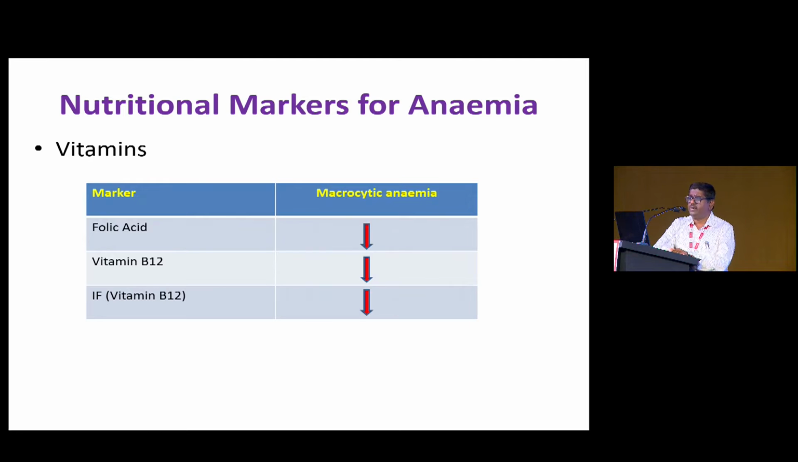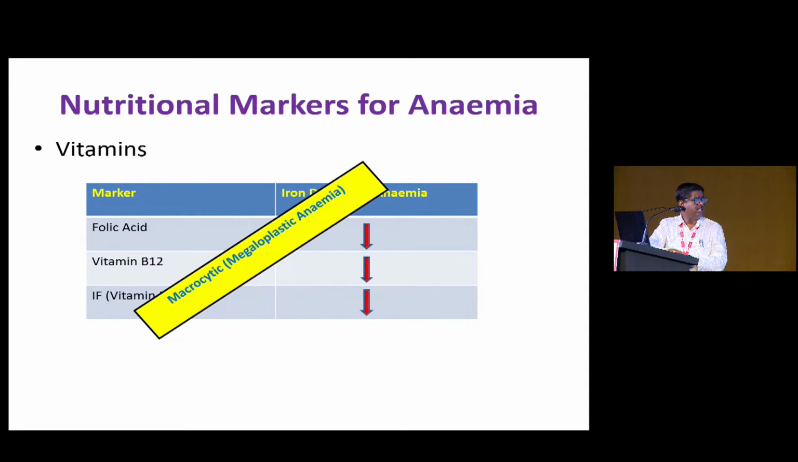Next, apart from your iron studies, we can go for the vitamins. The most important vitamins are folate and B12. Not only folate and B12, we should also look at the intrinsic factor, which is very much essential for the absorption of B12. So these are the vitamins available to us as markers for nutritional evaluation. Is this enough, only the iron study and vitamin B12 and folate? Are we satisfied? There are other markers available for us.